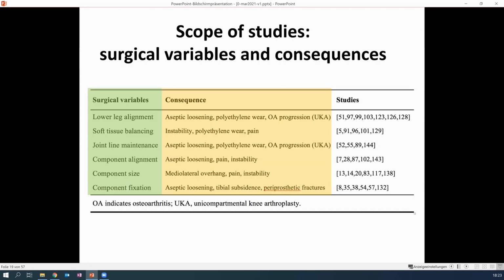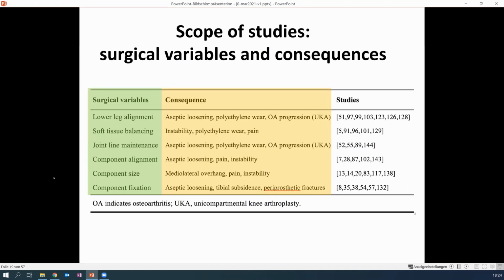Here are the types of examples of surgical variables that you can measure and quantify. Lower leg alignment, soft tissue balancing. There is a way to measure the soft tissue balancing in terms of the forces applied to the different ligaments. Joint line maintenance. This is how the joint line of the knee appears. Component alignment, component size, component fixation. So those are surgical variables, but these are measurable parameters in terms of being able to quantify them.